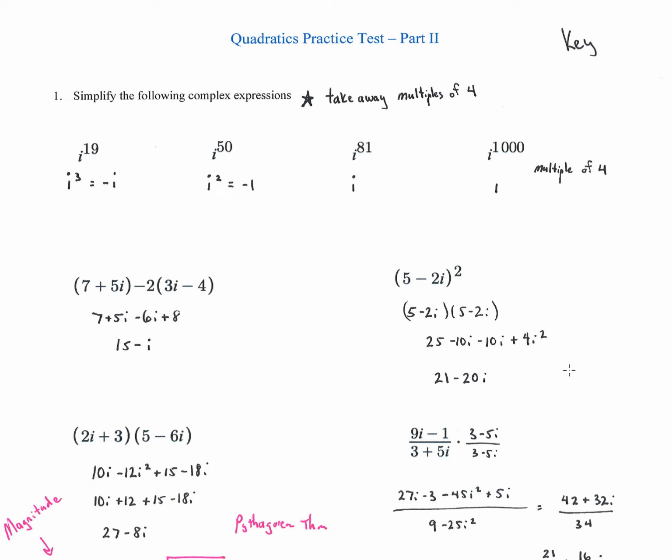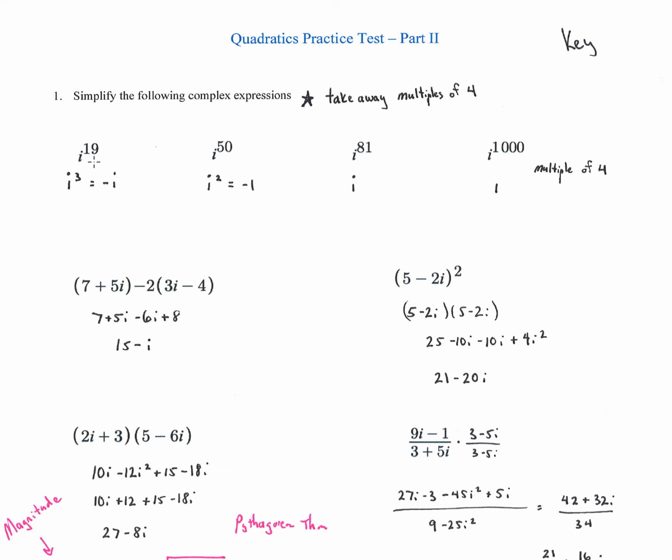For the quadratics part 2 test, certainly the first part of the test, you're going to have to be able to simplify complex numbers. So i to the 19th. Now remember, we're going to take away multiples of 4.